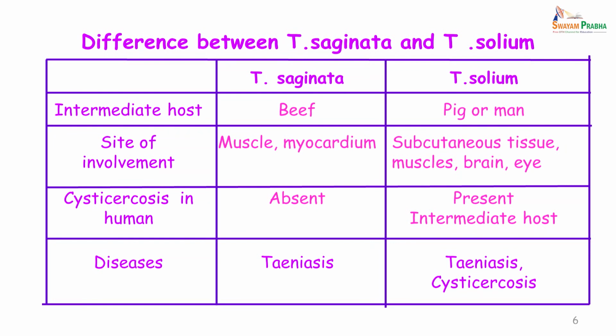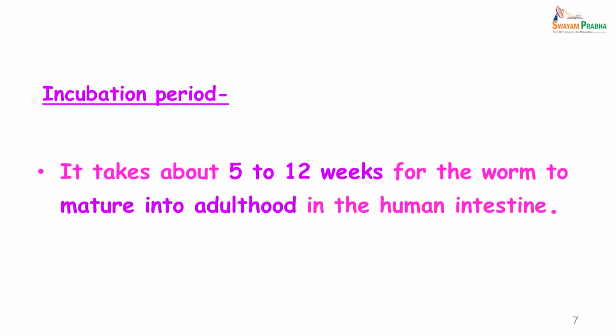Cysticercosis in man is seen with Taenia solium and not with Taenia saginata, and the disease caused by Taenia saginata is Taeniasis, where it is restricted mainly to the intestine of man, whereas Taenia solium not only causes disease in the gastrointestinal tract, but can also produce cysticerci in other organs of the body. The incubation period is about 5 to 12 weeks from the time when the worm matures into adulthood in the human intestine.